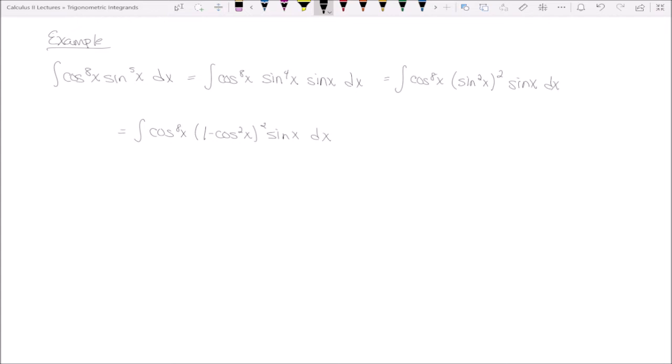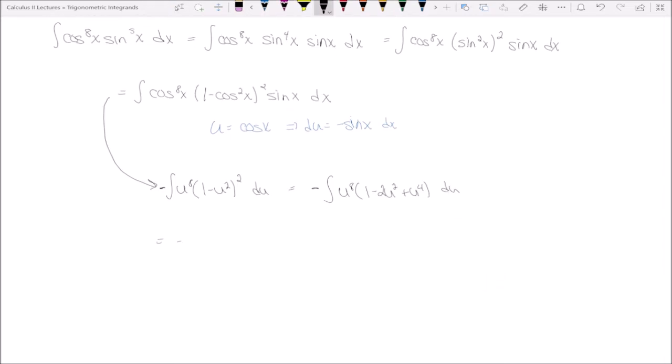Now at this point, just to make writing a little bit easier, let's go ahead and make a substitution. We're going to say u is cosine, which means du is negative sine. And so what this now becomes is the antiderivative of u to the 8th times 1 minus u squared squared du. Now, let's expand out the 1 minus u squared squared. That's 1 minus 2u squared plus u to the 4th. We can now distribute that u to the 8th through. We'll get u to the 8th minus 2u to the 10th plus u to the 12th.